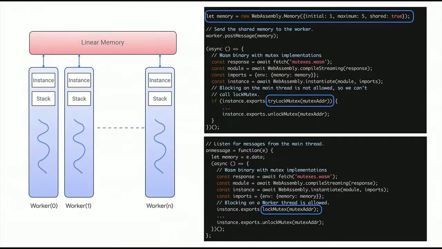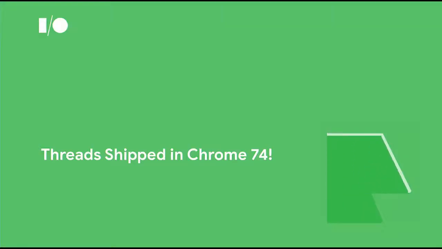So what is the current status of this proposal? The proposal itself is fairly stable, but there's ongoing work to formalize the memory model that's used by the shared array buffer. The thing I'm really excited about here is that this is shipped in Chrome 74 and is on by default. So as Surma mentioned Qt earlier in the presentation, and Qt uses full thread support. So this is something that you can use in your applications today.